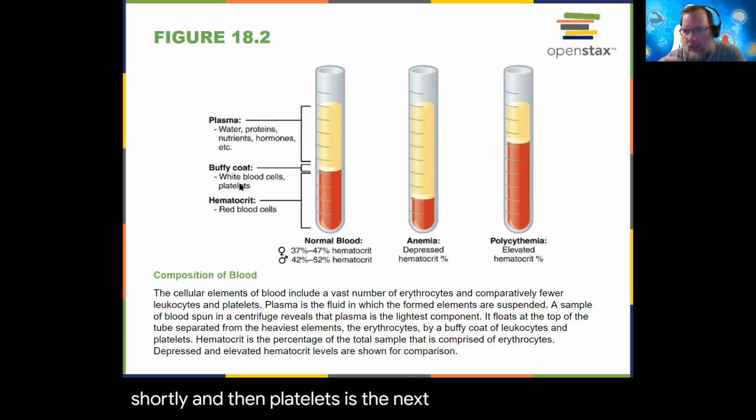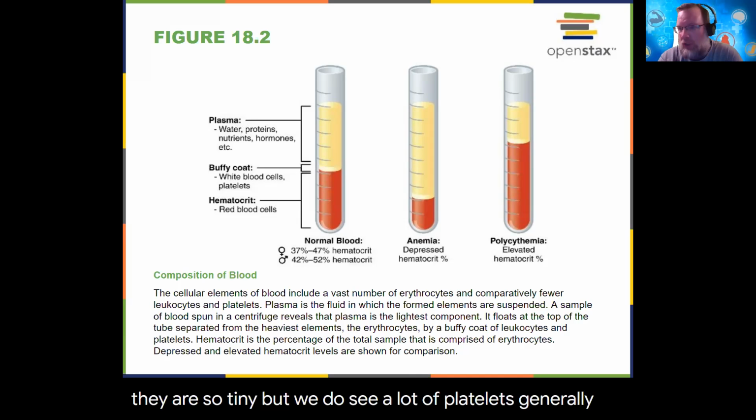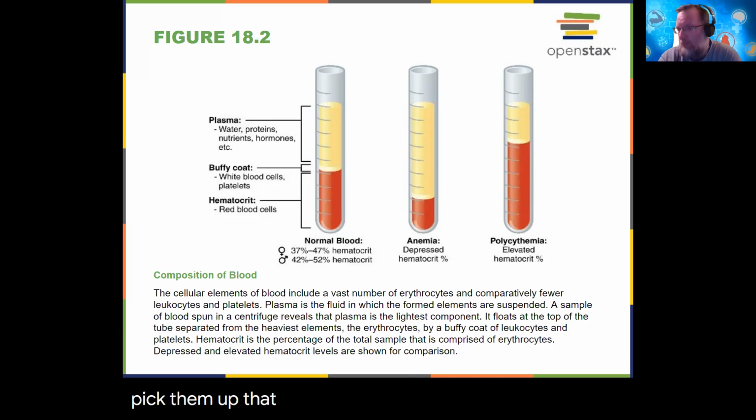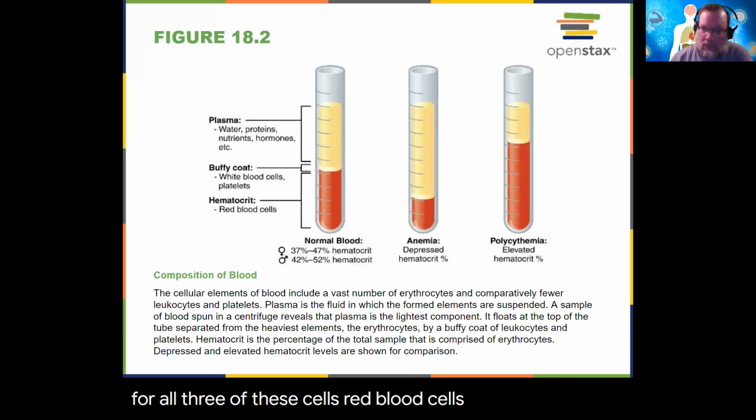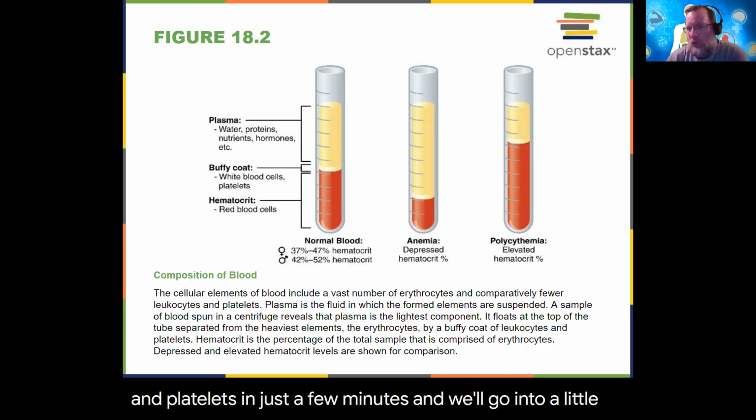And then platelets is the next cellular item within blood. We would see platelets involved with blood clotting. They're always around. They're the smallest of all of the cells of blood. They're in very small amounts in total percentage of volume because they are so tiny. But we do see a lot of platelets generally in the bloodstream. They're there, but they're so tiny you don't pick them up that much, and they don't take up a lot of space. But they're basically on call at all times if we have some sort of a breach in a blood vessel. So these guys help with blood clotting. We'll see the sciencey word for all 3 of these cells: red blood cells, white blood cells, and platelets, in just a few minutes, and we'll go into a little more detail.